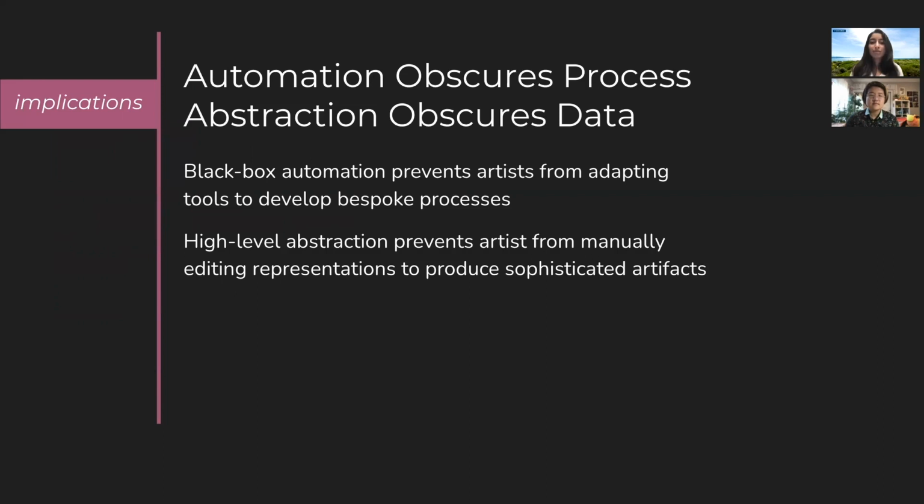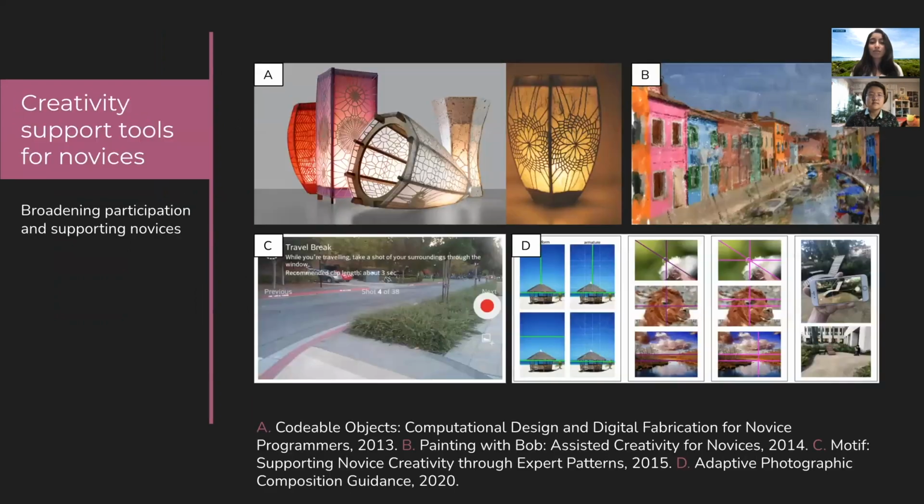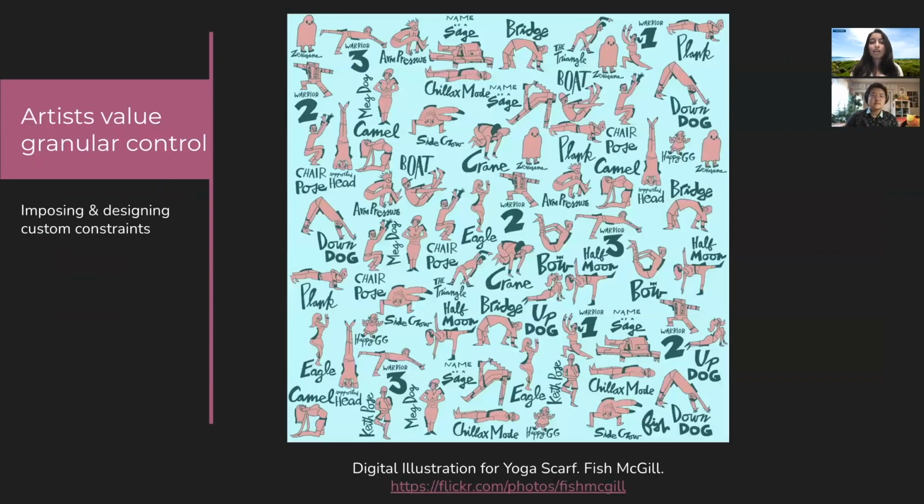Next, we share some implications of our findings for HCI systems researchers. For instance, creativity support tools that prioritize black box automation and high-level abstractions can prevent artists from developing unique processes and outcomes. There's a trend in creativity support tool research to build tools for novices. To lower barriers to entry, many systems rely on automating processes and abstracting data to generate artwork. However, we found artists value granular control over the ways their materials are used, their data, and the ways they are transformed through processes to develop bespoke and sophisticated outcomes.